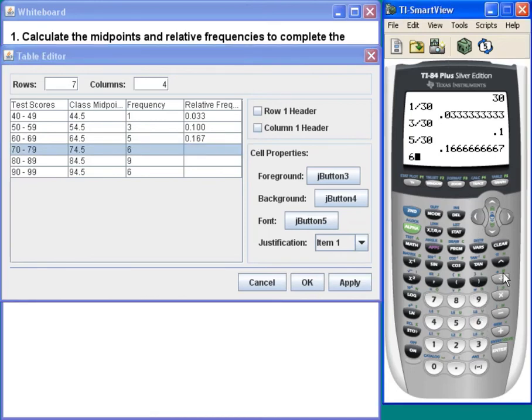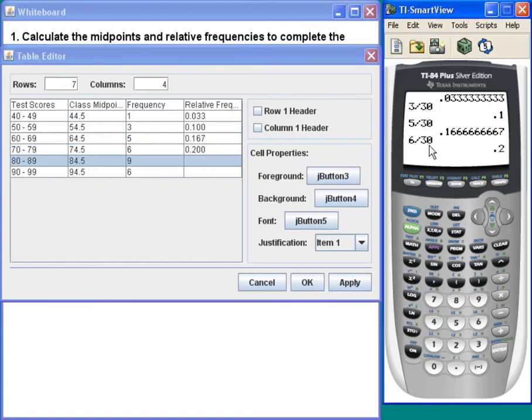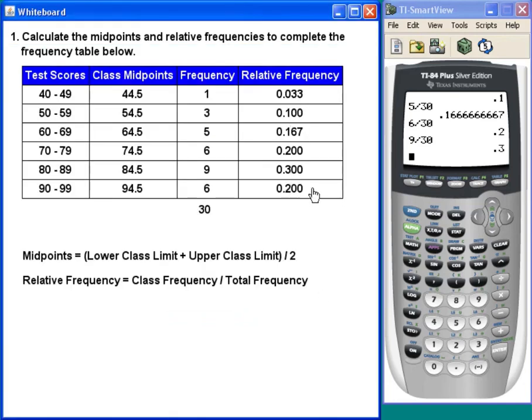Alright, 6 divided by 30, which is 0.2. 9 divided by 30, 0.3, and we already had 6 divided by 30. And that gives us our relative frequencies.